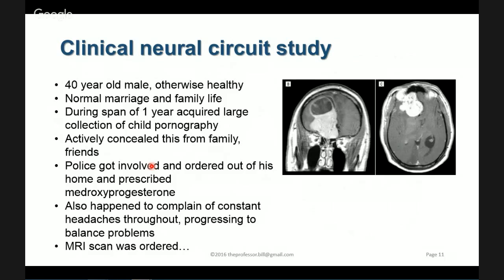This was an individual who had a lot of changes in behavior over the course of 1 year. He had no overt damage, but what ended up happening is because he started to have other complaints, where he had complaints of headaches, he started to have balance problems, an MRI was ordered, and this is sort of what came up on his MRI.